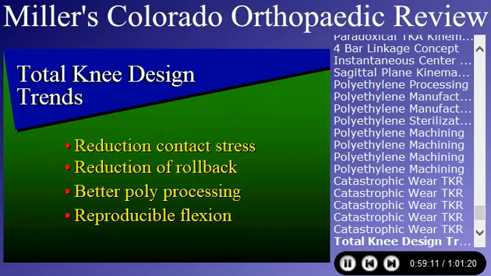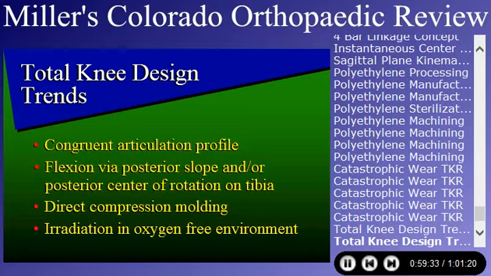So in terms of total knee designs, for you guys, practically what you want for the future is a reduction of the contact stresses. You want to actually reduce the rollback because you're not going to recreate it normally because we don't recreate the four-bar. You want better polyethylene processing, and you want reproducible flexion. We're tending to go towards the congruent articulation profiles to maximize the contact areas. We're going to get flexion via posterior slope and or posterior center of rotation. So instead of putting the tibia center of rotation in the middle, we're going to put the rotation back on the tibia so you don't have to worry about the rollback.